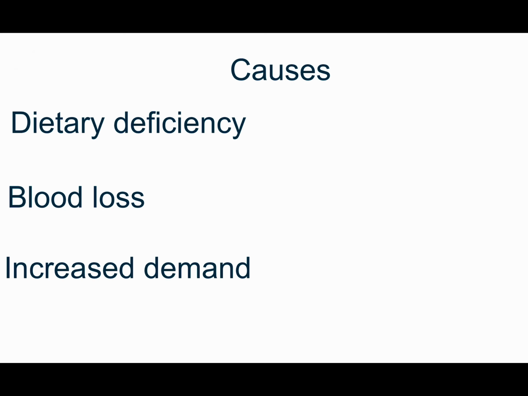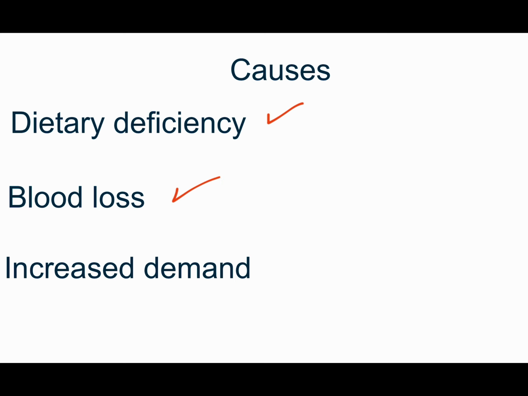Now let's go through the causes of iron deficiency anemia. First, dietary deficiency. If a person doesn't consume enough iron-rich foods, their body won't have enough iron to produce hemoglobin. The second cause is blood loss. Blood loss depletes the body's iron because iron is stored in red blood cells. When you lose blood, you will lose iron.